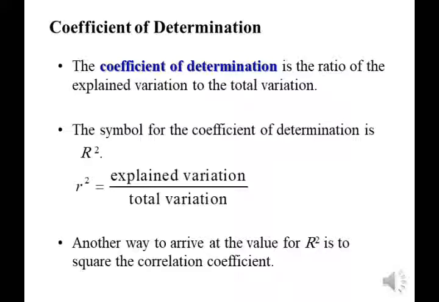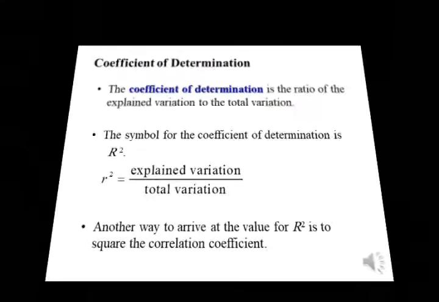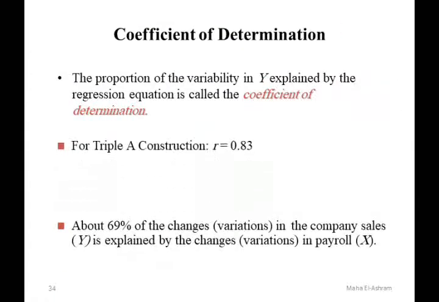And we move to this one, which you can still skip. It talks about the coefficient of determination and how it is calculated. Still, you are not asked to calculate it. You simply need to know a simple way to calculate it. If you are given, like in the example for the Triple A construction, R, which is the coefficient of correlation, as 0.83, remember we said we can use this to judge the relation. It is positive and strong.